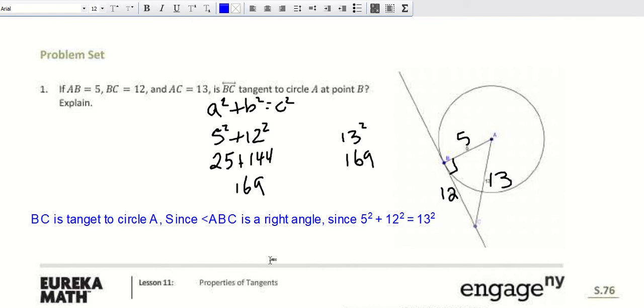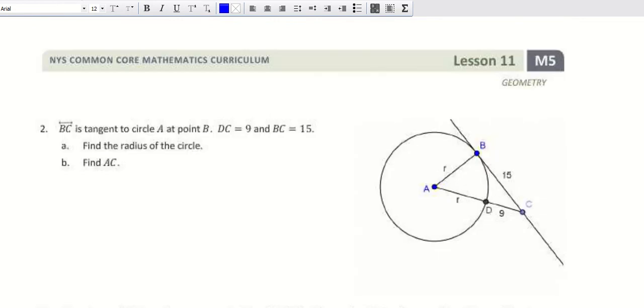Okay? So the Pythagorean theorem works. It's a right angle. We're good to go. All right.